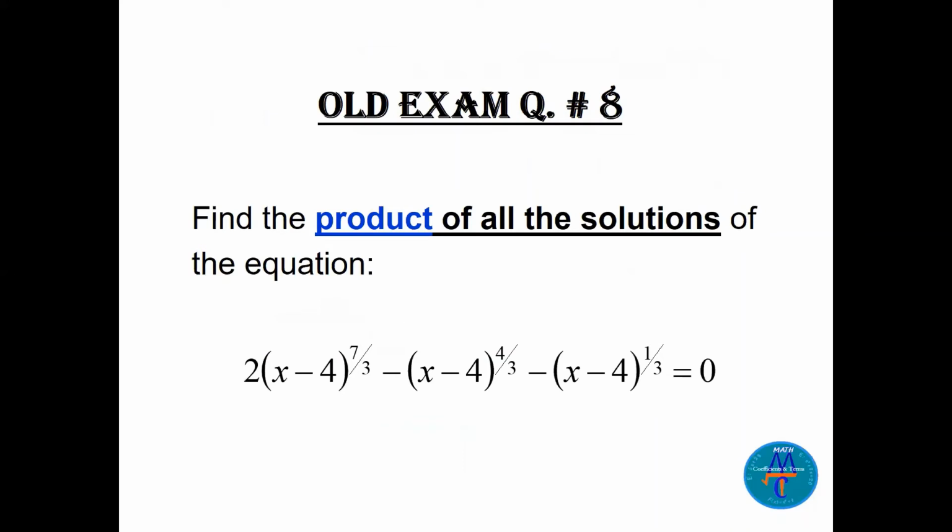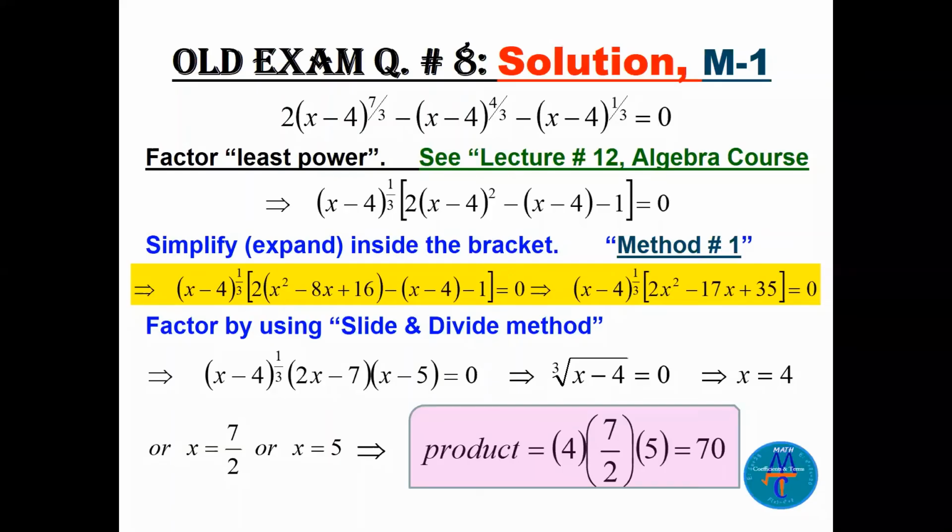Find the product of all the solutions of this equation. It's not easy. See, we have an equation here where we have rational exponents, see? If you factor it now, it becomes easy. Now, let's look at the solution of question number 8. Actually, I have presented here two methods, M1 and M2. You can try to understand both.